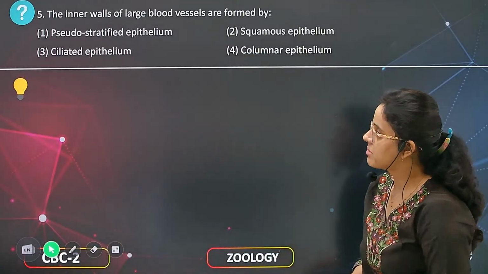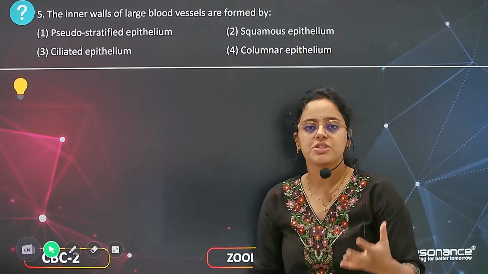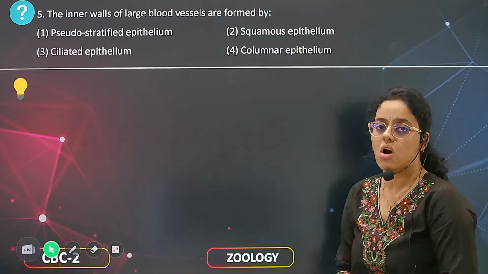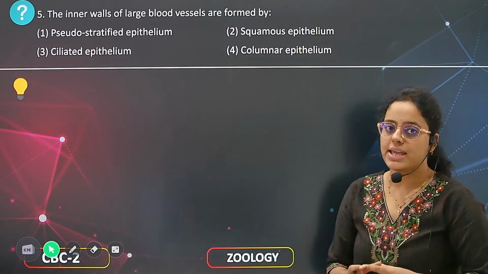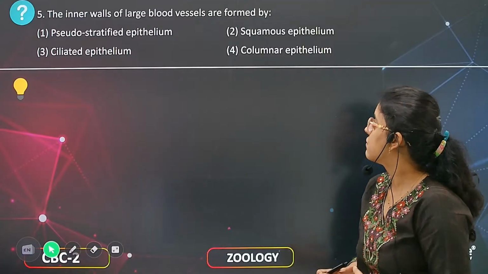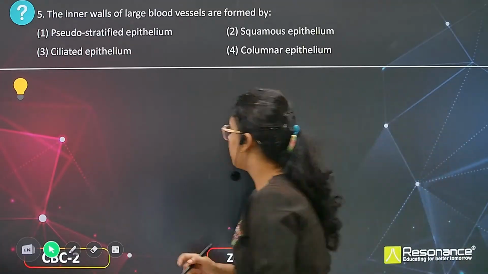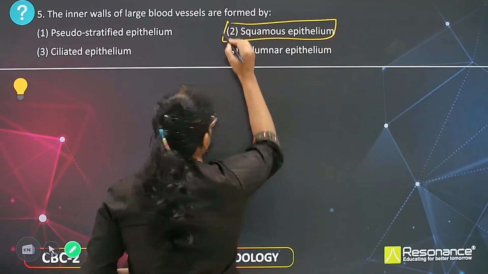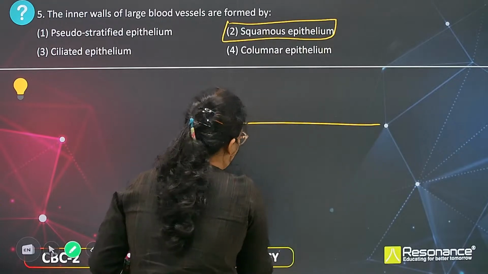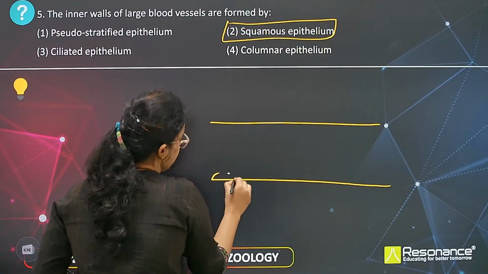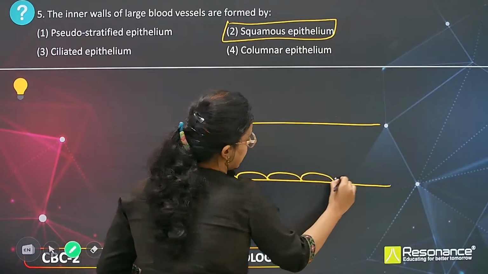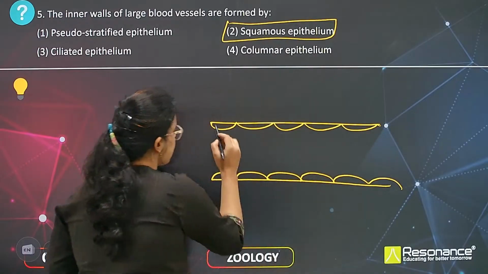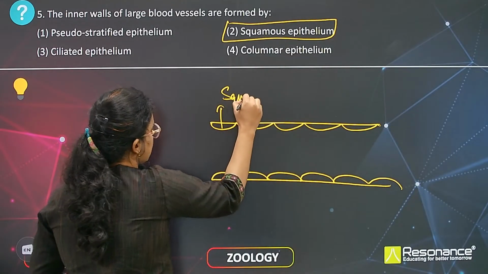Okay, now coming to question number 5. The inner wall of large blood vessels is formed by... we have just discussed this, right? The inner wall of blood vessels is formed by squamous epithelium. The inner walls of the blood vessels, the endothelium, are made up of squamous epithelium. A thin lining is present.